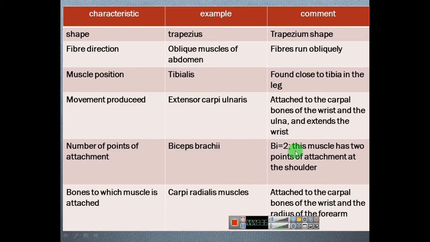Number of points of attachment: biceps brachii. Bi means 2. This muscle has 2 points of attachment at the shoulder. Therefore, we call it biceps brachii because it has 2 attachments. Bones to which muscle is attached: carpi radialis muscles attached to the carpal bones of the wrist and the radius of the forearm.